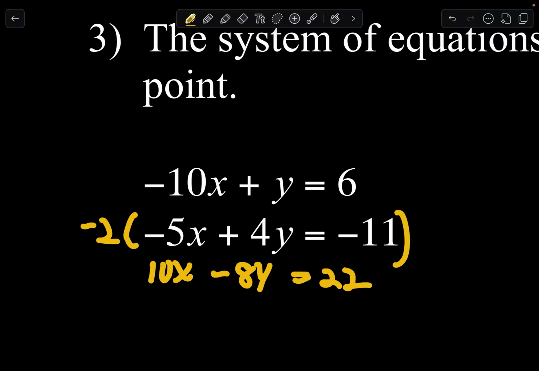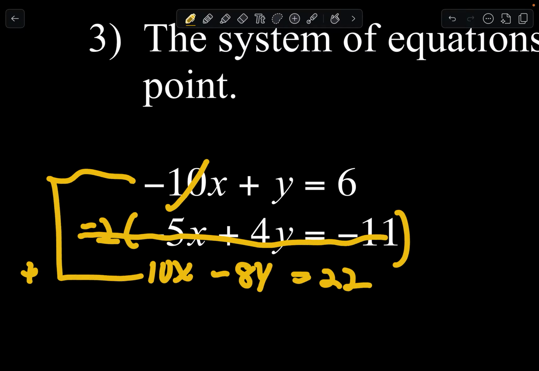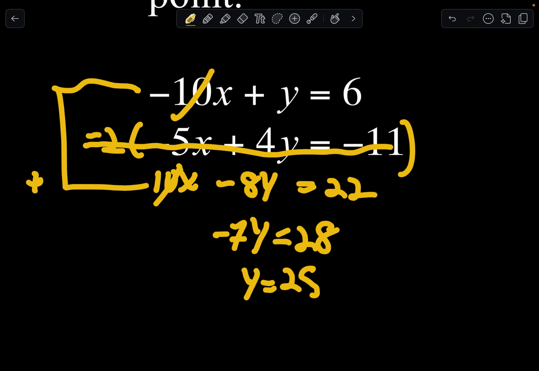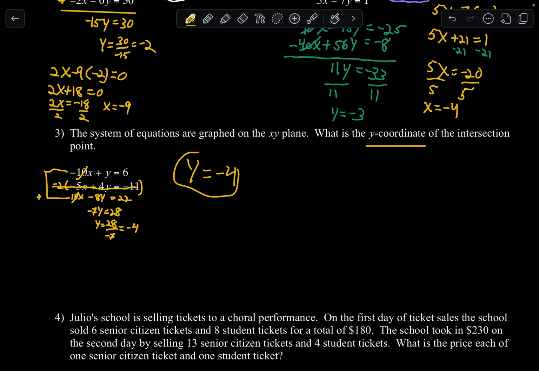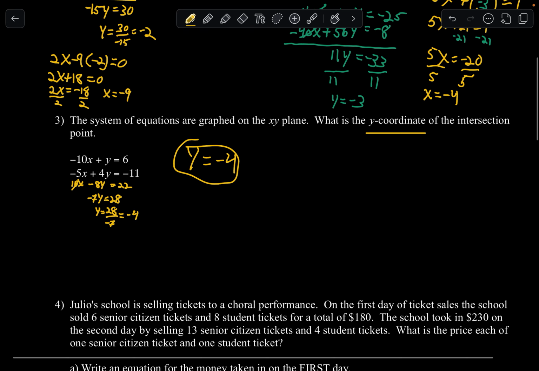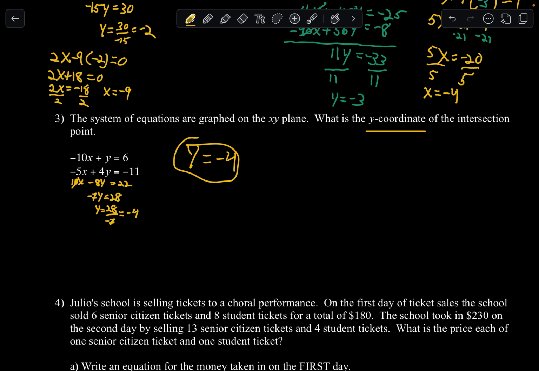Now I'm going to add these two together. The x's kill each other, and you have 1y plus a negative 8y is negative 7y. 6 plus 22 is 28. And y equals 28 divided by negative 7, which is negative 4. Now they said, what is the y coordinate? Well, you just found it. Y equals negative 4. And if you wanted to check it, you could, but you'd have to solve for the x to check it. And I'm not going to bother with that because who knows if x is nice or ugly.